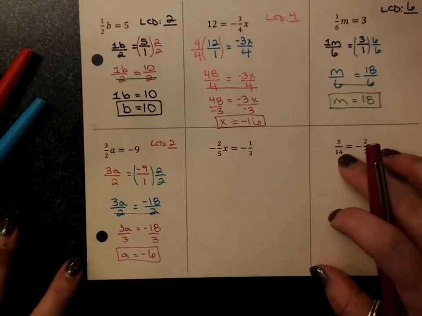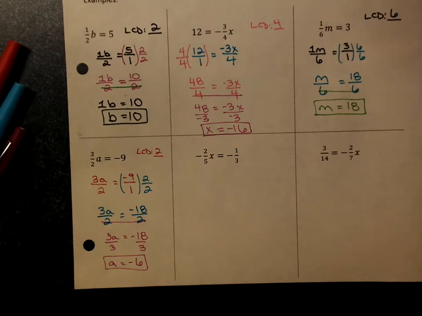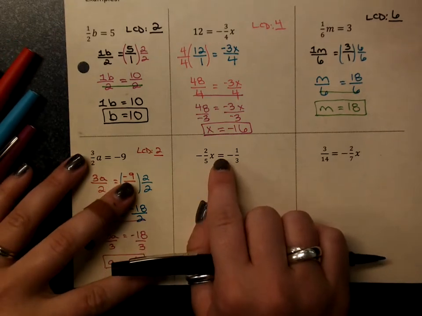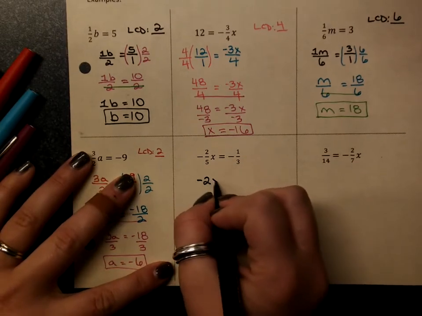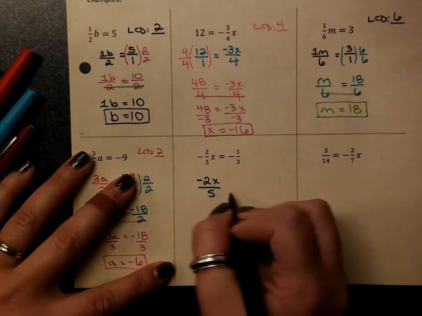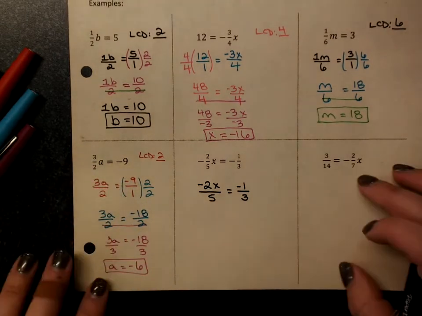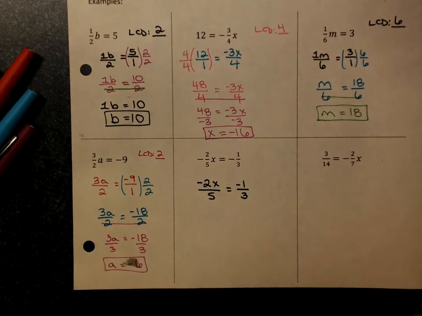So it's a very similar process every time. We just have to get used to that process. The next one we have negative 2/5 x equals negative 1/3. I'm going to put the negative 2x up top, the 5 on the bottom, equals negative 1 over 3. So you move your negatives to the top and your variables up to the top.